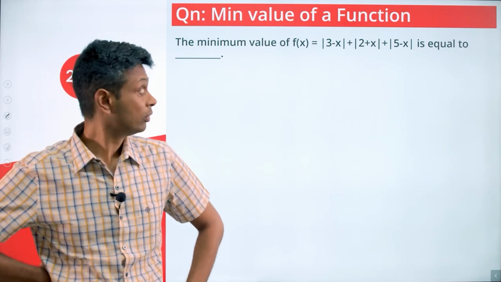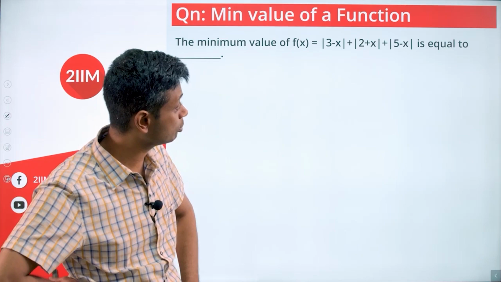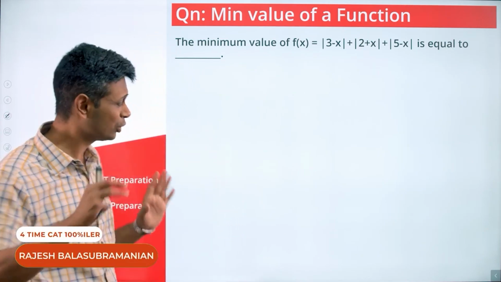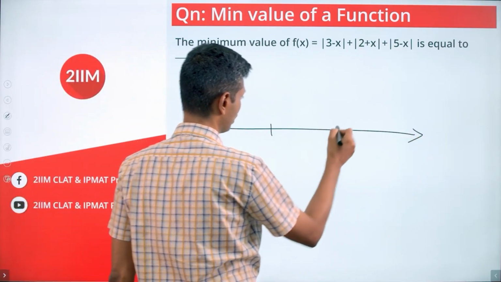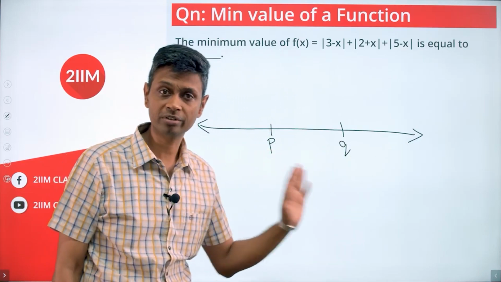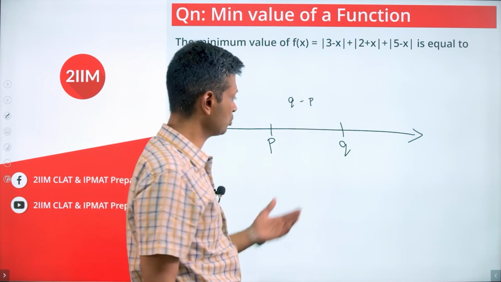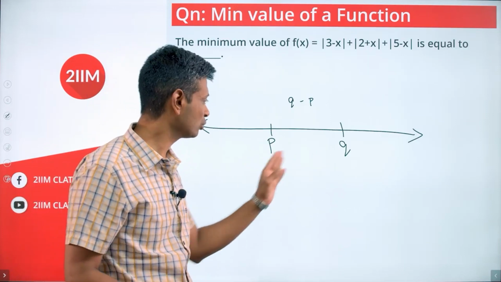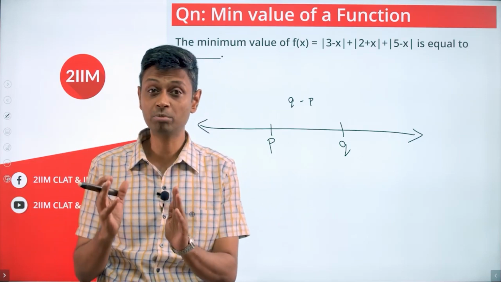The minimum value of f of x, modulus of x minus 3 plus modulus of x plus 2 plus modulus of 5 minus x is equal to. Beautiful question, and beautiful question. To start with, we need to understand one funda. If you have 2 points on the number line, P and Q, distance between these 2 points is nothing but Q minus P, larger number minus smaller number. 4 and 5, 5 minus 4. Minus 4 and 2, 2 minus 4. 3 and 7, 7 minus 3.